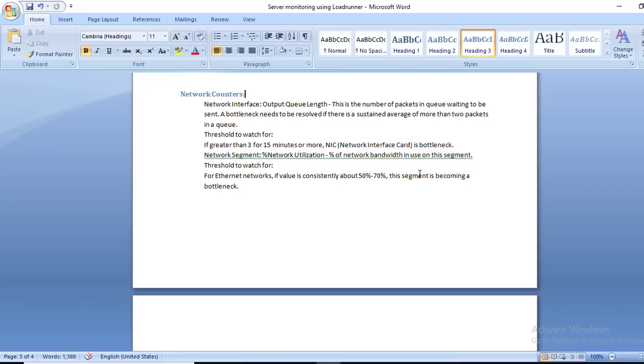Network segment percentage network utilization: the percentage of network bandwidth in use on this segment. Threshold to watch for: for an Ethernet network, if the value is consistently above 50 to 70%, this segment is becoming a bottleneck. So network bandwidth utilization should be less than 50 to 70%. It should be less. The less it is, the better.